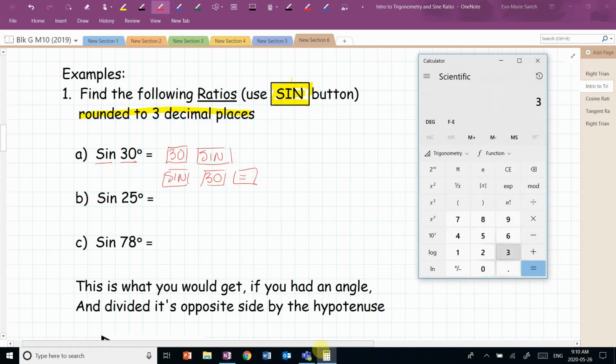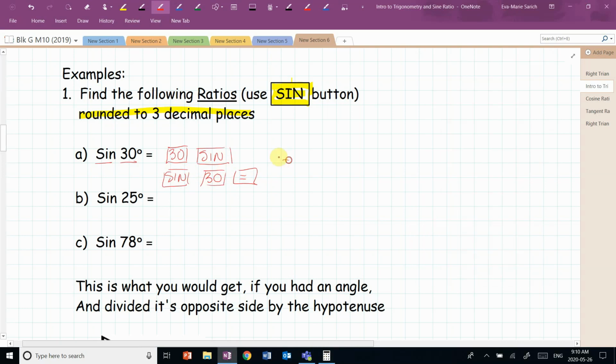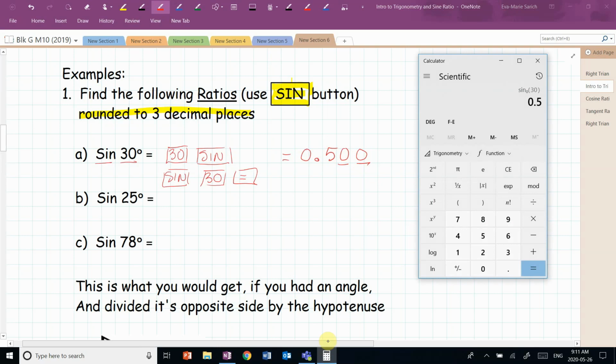So I'm going to punch in 30. Okay, you can see it up here. And then I've got hidden here the trigonometry buttons, and I can see sine right here. So I'm going to punch that, and it gives us an answer which is equal to 0.5. Now I said we wanted to round to 3 decimal places, so we need 2 more places there, and because the calculator didn't give any more than 1 decimal place, we're just going to add zeros to make it 3 decimal places. Okay? Let's try this again with 25 degrees.